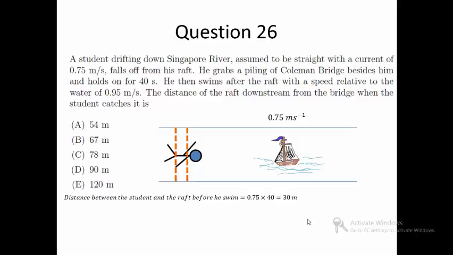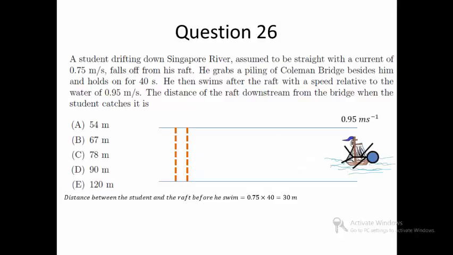After he or she starts swimming, the velocity of the student relative to the raft is given to be 0.95 meter per second. That means, in the reference frame of the swimmer, he or she is swimming at a speed of 0.95 meter per second and approaching a stationary raft which is 30 meter away. Thus, the time to reach the raft is just 30 meter over 0.95 meter per second, and we get 31.6 seconds.